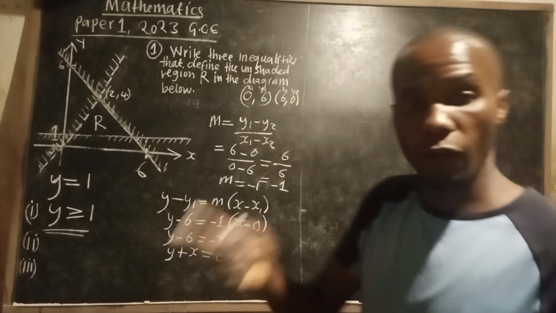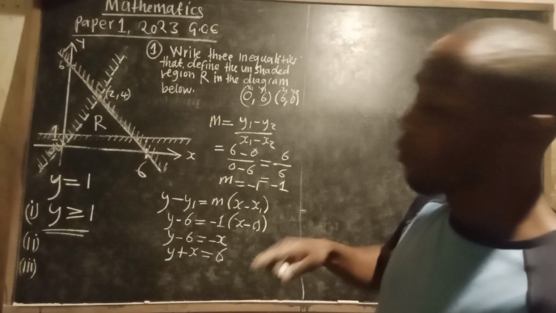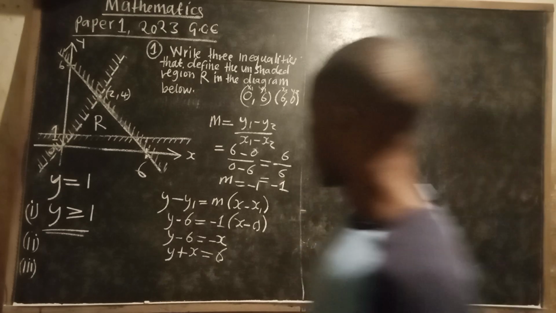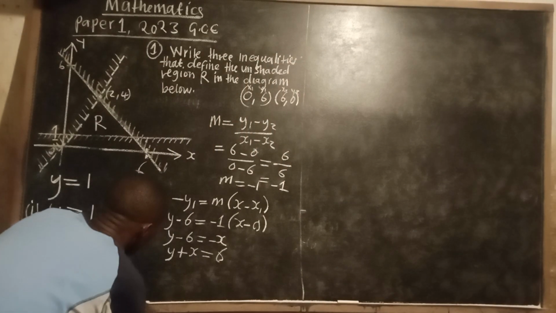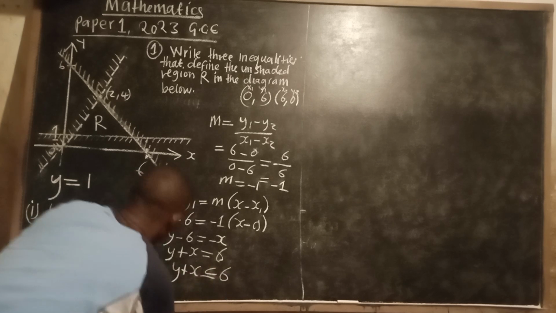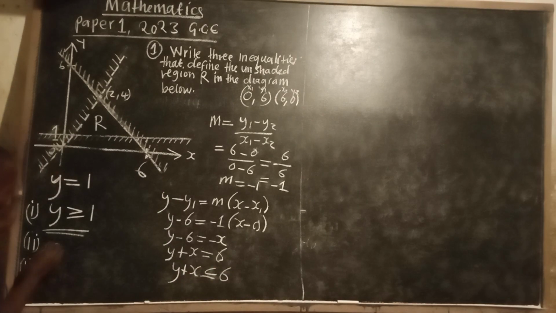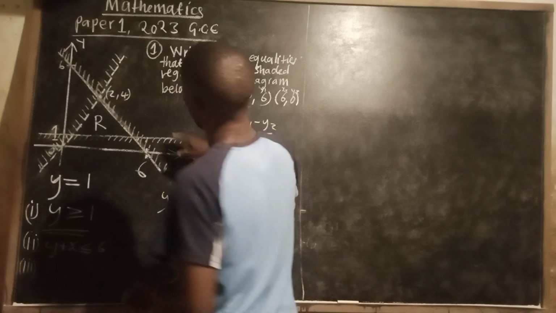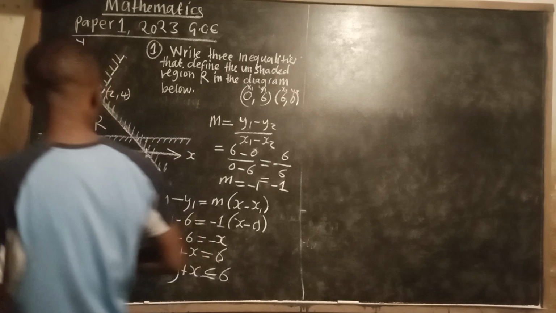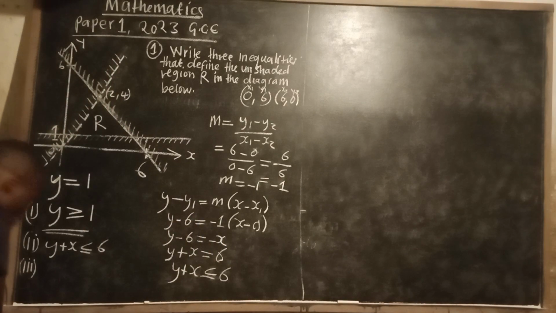So when writing, the opposite of that is going to be y plus x less than or equal to 6. Okay, and that will be our answer. So it is going to be y plus x less than or equal to 6. So that is the one we are going to put here. Y plus x less than or equal to 6. So we are done with the second one, which is this one. I decided to start with this one. We are done. Okay, so now let's go to the other one.